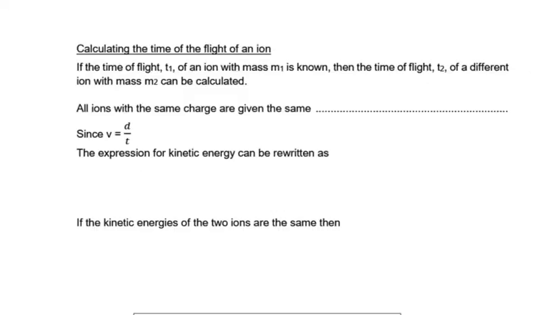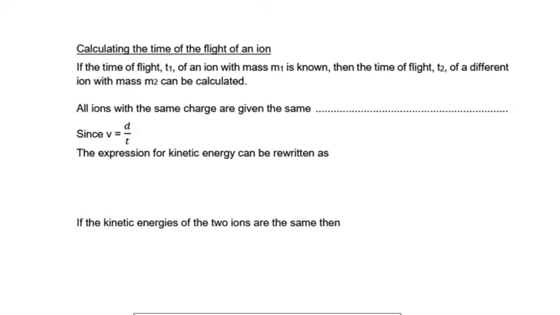Okay, our final type of calculation is probably the most tricky, but there is a little shortcut, and if you can get your head around this shortcut, it'll make your life easier. The sort of calculation we're looking at here is if you know the time of flight of one ion with its mass, so I know that the magnesium 24 ion takes 1 times 10 to the minus 5 seconds, then I can work out how long the magnesium 25 ion will take with quite a simple calculation. But why it's simple is where the trick comes in.